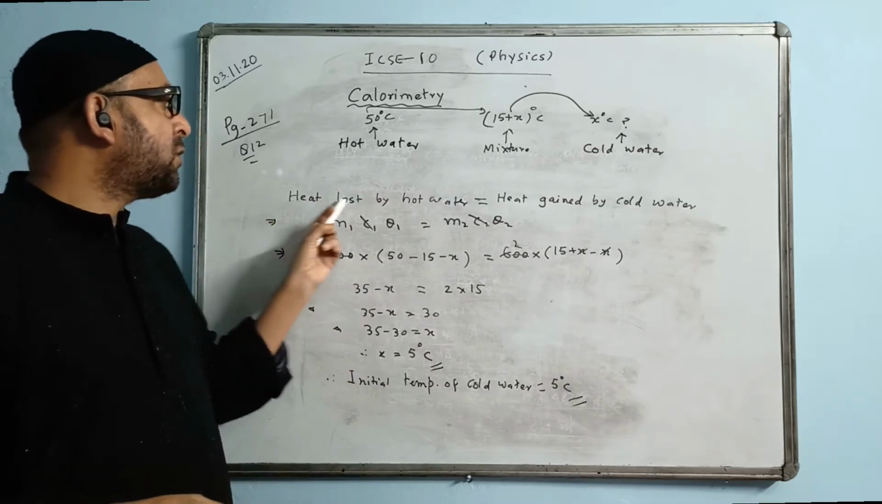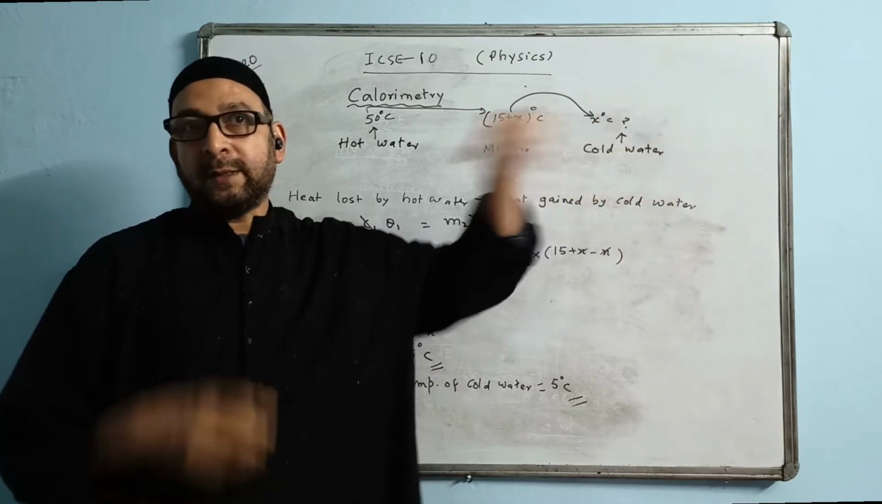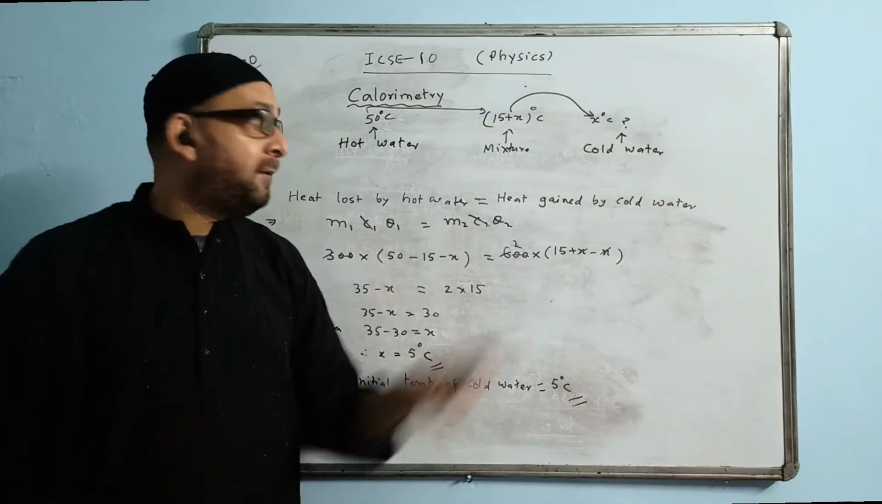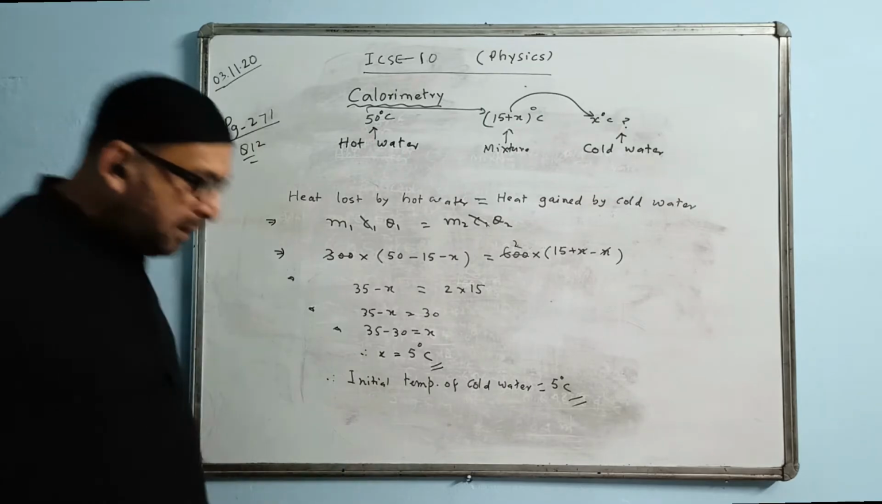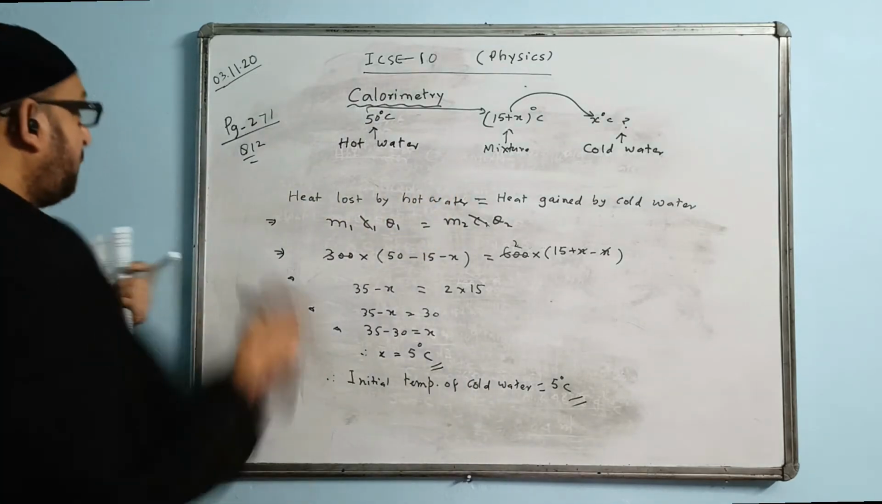So we will write: heat lost by a hot thing is equal to heat gained by a cold thing plus the container, or plus the vessel, or plus the calorimeter. Let us do that kind of question, then you will get a better idea. This is from page number 268.